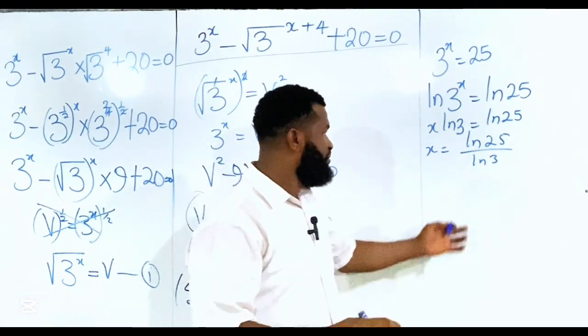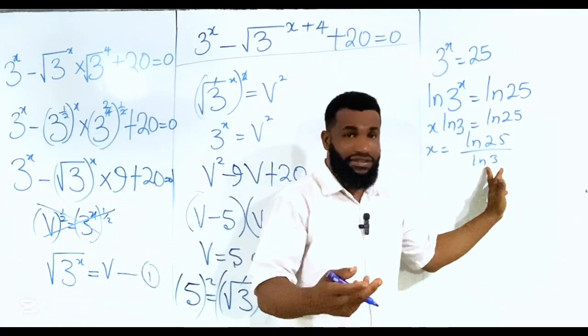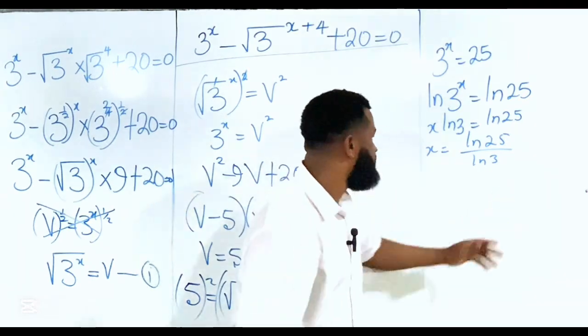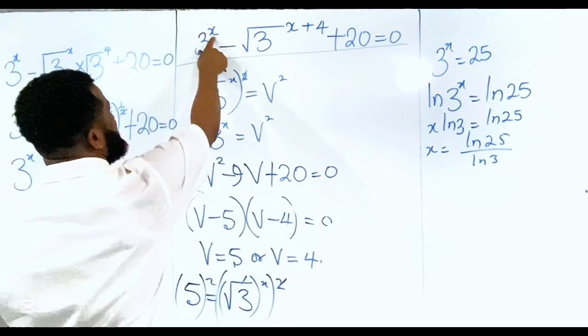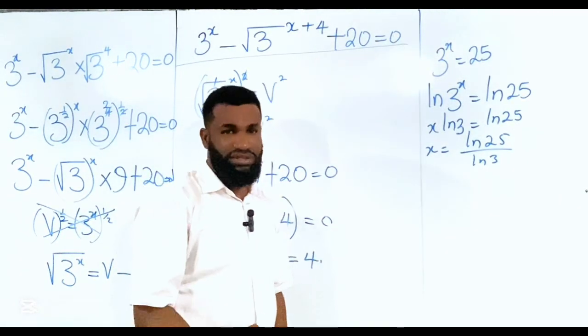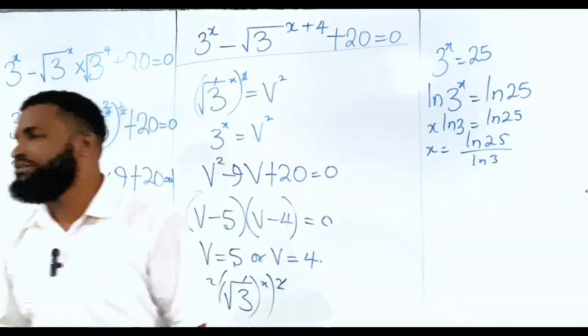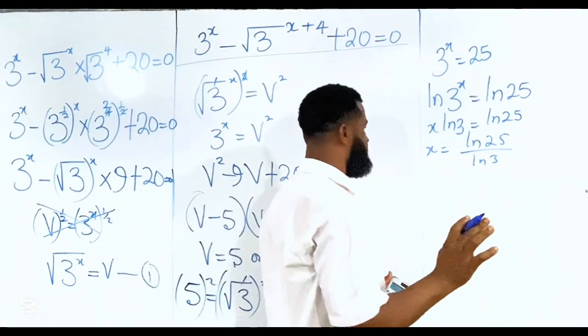Let me use the calculator to find what ln 25 divided by ln 3 is, and check if I put it inside this x, if I can have 0 or minus 20. Let me find out. Okay, let me finish the rest of them before I do that.